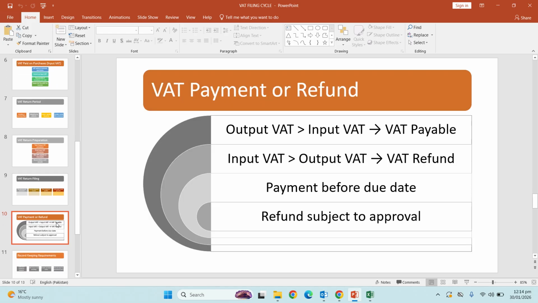So here is the VAT payment or refund. If output VAT is higher than input VAT, the business must pay the difference to the tax authority. If input VAT is higher than the output VAT, the business may claim a VAT refund or carry the excess forward to the next tax period, subject to approval.